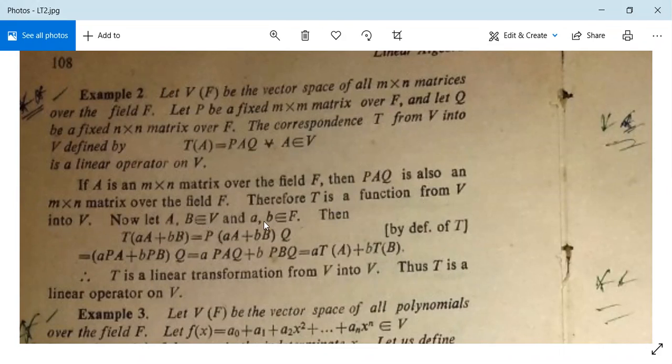Now let A, B belong to V and a, b belong to F. Then T(aA + bB), as per the definition PAQ, is P(aA + bB)Q. So it can be written as aPAQ + bPBQ. So it is equal to aT(A) + bT(B). This shows that T is a linear transformation from V into V as per our definition. Thus T is a linear operator on V because both the vector spaces are the same. So this problem is also solved.